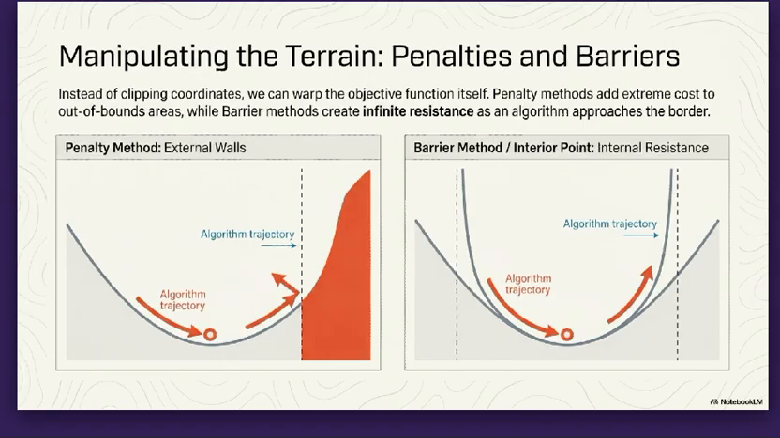The mathematics might indicate that the absolute lowest theoretical valley lies in the realm of negative trucks, but that coordinate is forbidden.